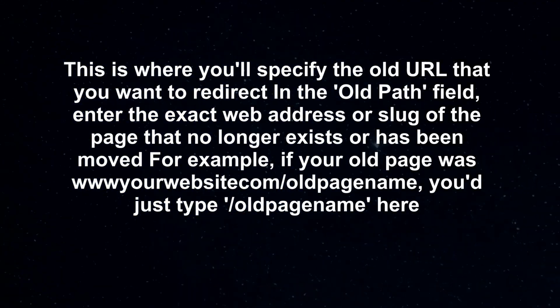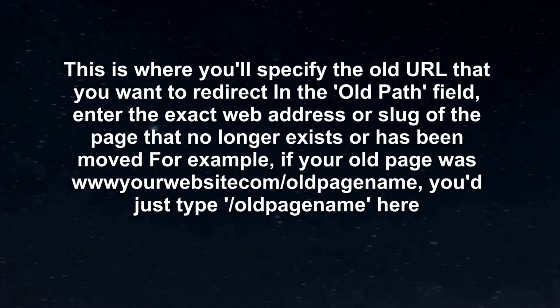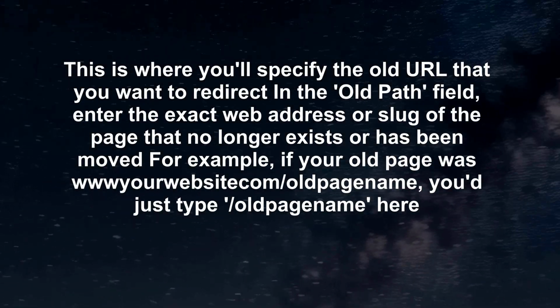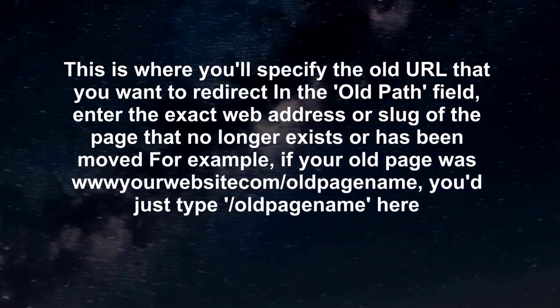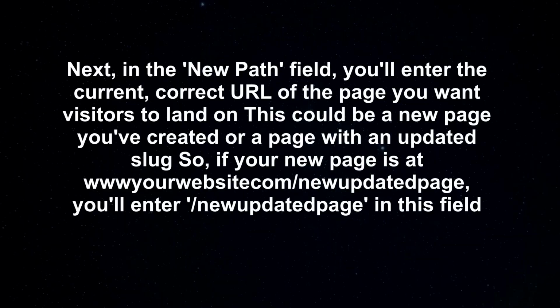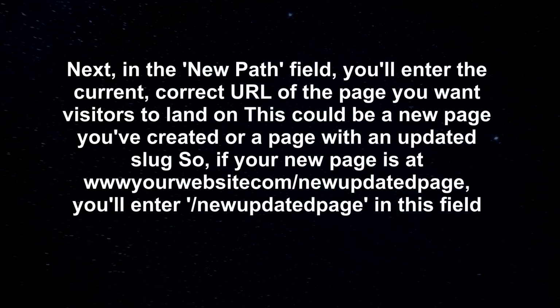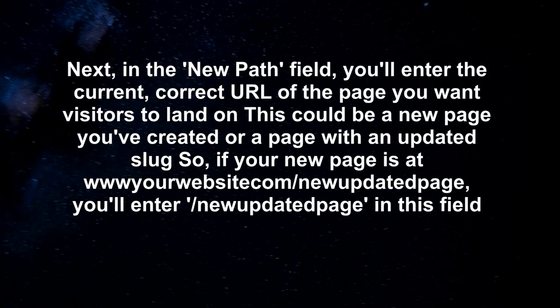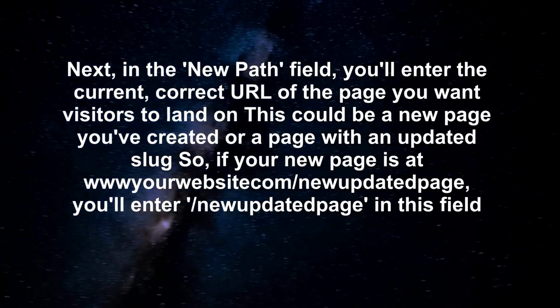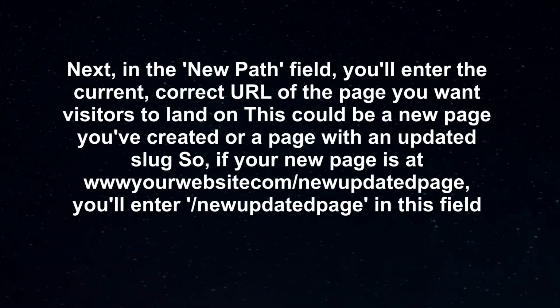For example, if your old page was www.wirewebsite.com/oldpagename, you just type old page name here. Next, in the new path field, you'll enter the correct URL of the page you want visitors to land on. This could be a new page you've created or a page with an updated slug.